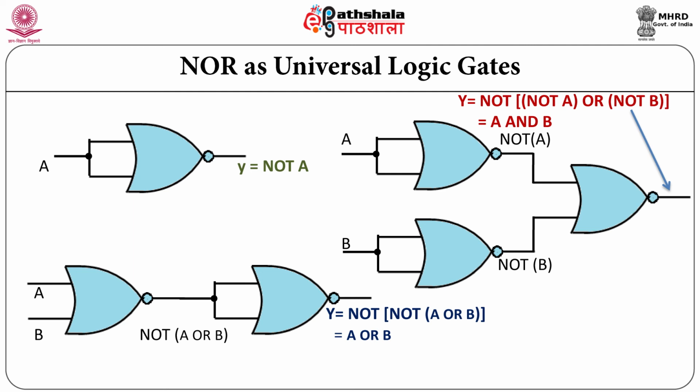3 NOR gates are required to construct AND gate. In the first level, 2 NOR gates will act like an inverter. These 2 inverters will complement the inputs. The third NOR gate will perform ORing of the complemented inputs first and then inverts the result. This provides final output as logical AND function.